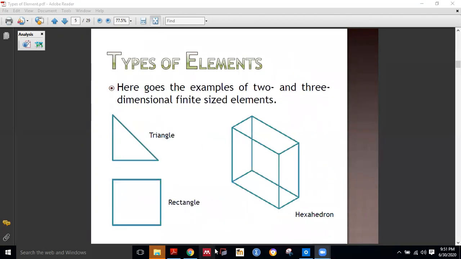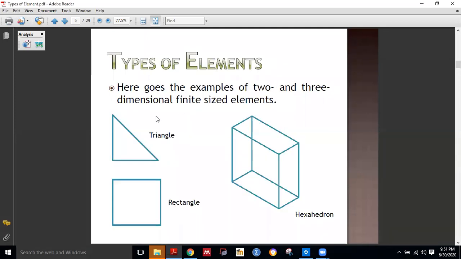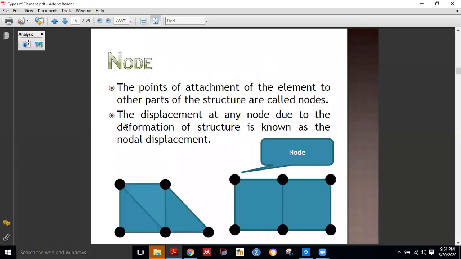Okay, in this figure, I will again annotate. This is having one, two, three nodes. This is having again one, two, three, four nodes. Then this is having one, two, three, four, five, six, seven, eight nodes. So these all are having some kind of nodes. Now we will move towards our definition first, that is, the points of attachment of the element to other parts. So the nodes which I have shown now are the attachments to the other parts. So those are called nodes.